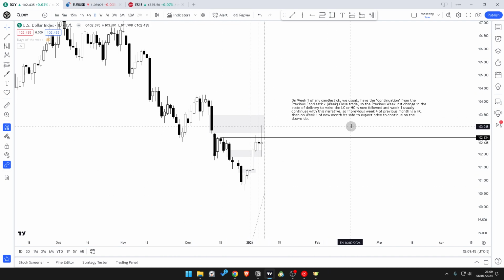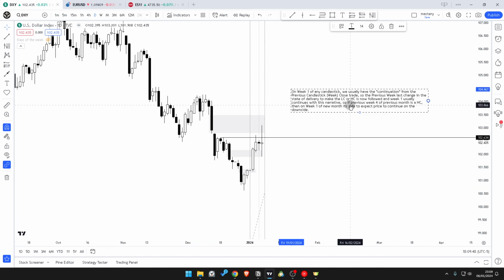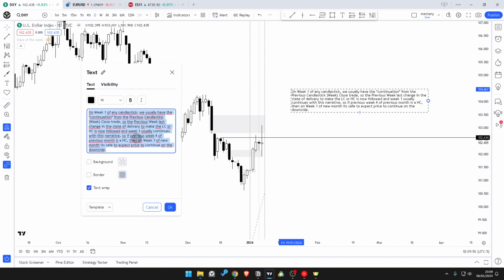So I was talking Portuguese for a second because on my daily recaps I talk in Portuguese. So it's 20 minutes now on the DXY.